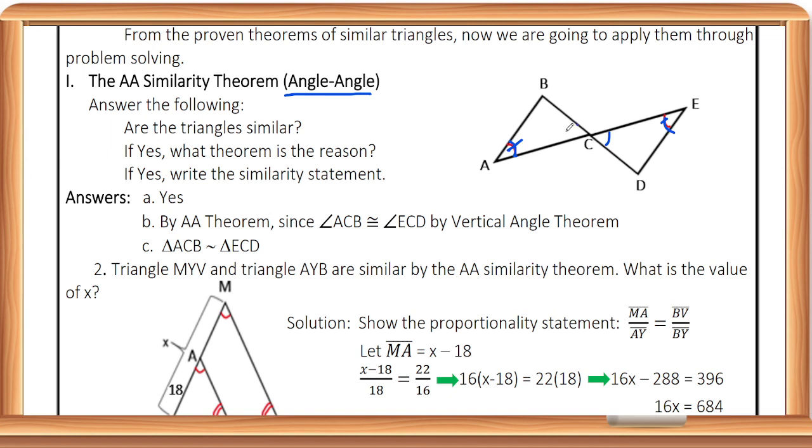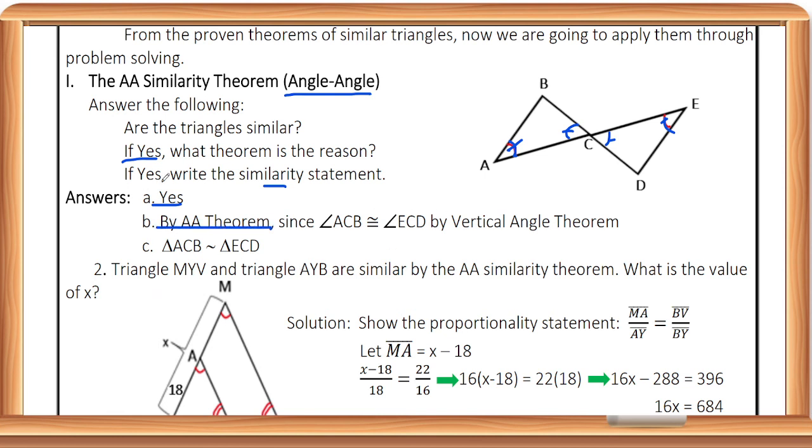The other one, ito. Vertical angles. So, we have two angles. Okay? Ang tanong dito, are the triangles similar? The answer is yes. What theorem is the reason? AA similarity. No? AA similar. Ito. Yes. By AA theorem.